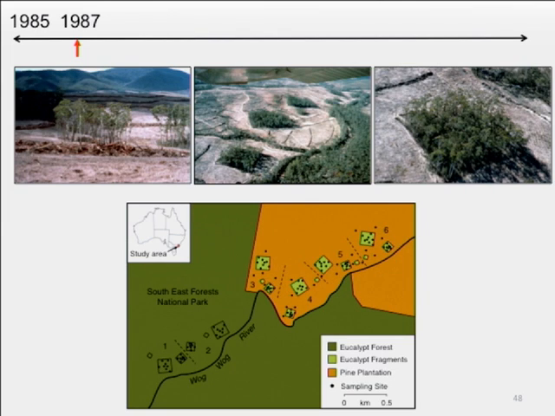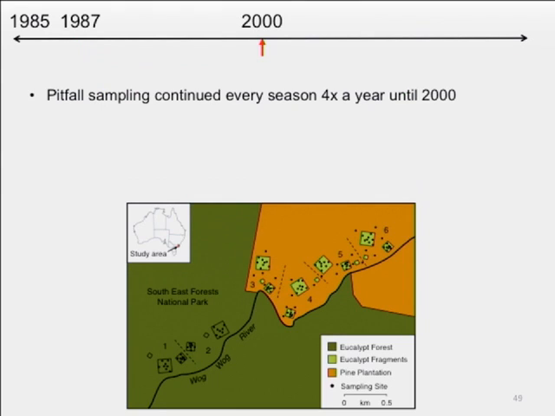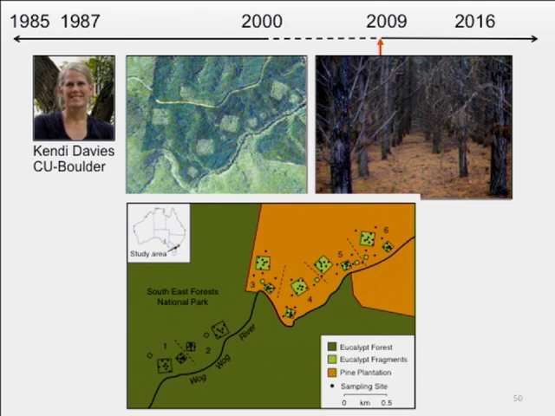And if you look closely here, you can kind of make out the lines of where those Monterey pines went in. So data collection with these pitfall traps continued 4 times a year until the year 2000, when CSIRO cut funding for this. And so no data were collected between 2000 and 2009.